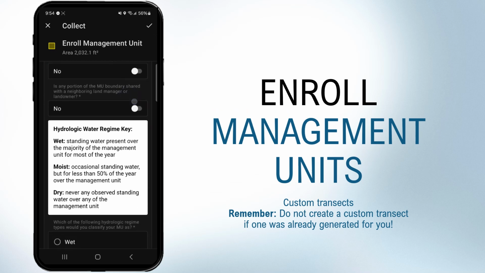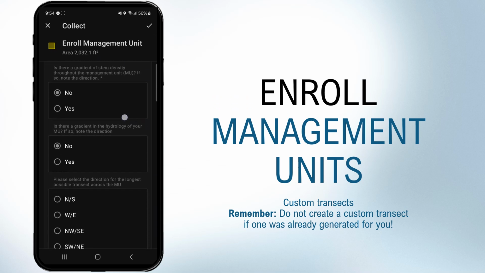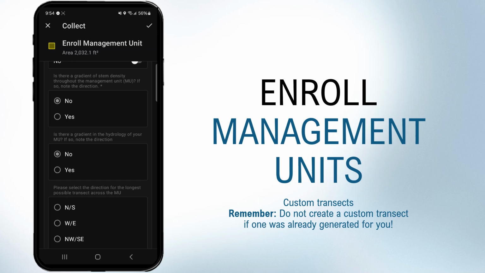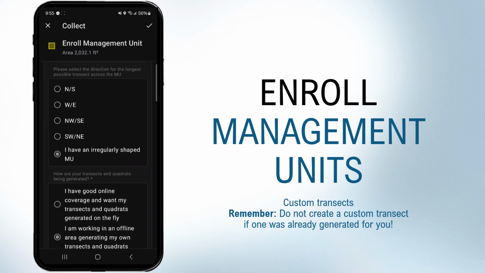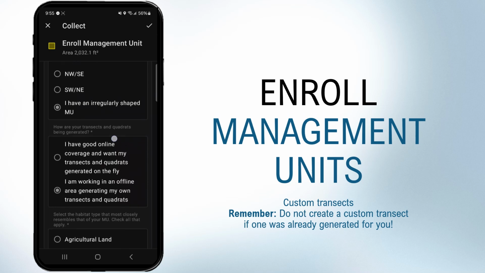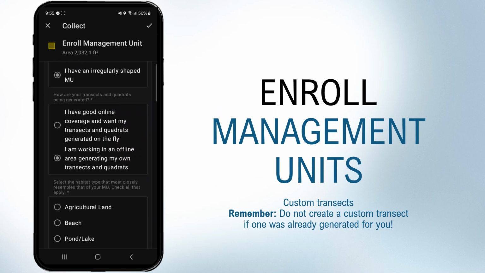When you're in your Enroll Management Unit form, you can go down to the questions about gradients. So for the question, is there a gradient of stem density throughout the management unit? If so, note the direction. You will say no. If there is a gradient in the hydrology of your MU, again, say no. And then it will pop up this last question about, please select the direction for the longest possible transect across your MU. And in this case, we will say that we have an irregularly shaped MU.